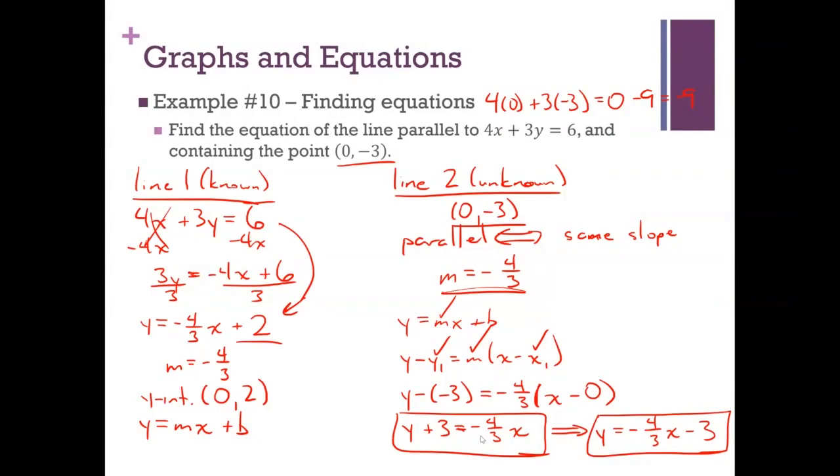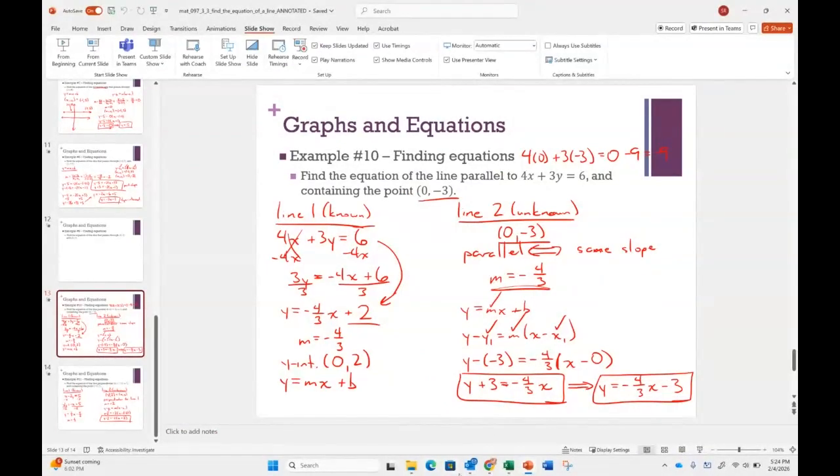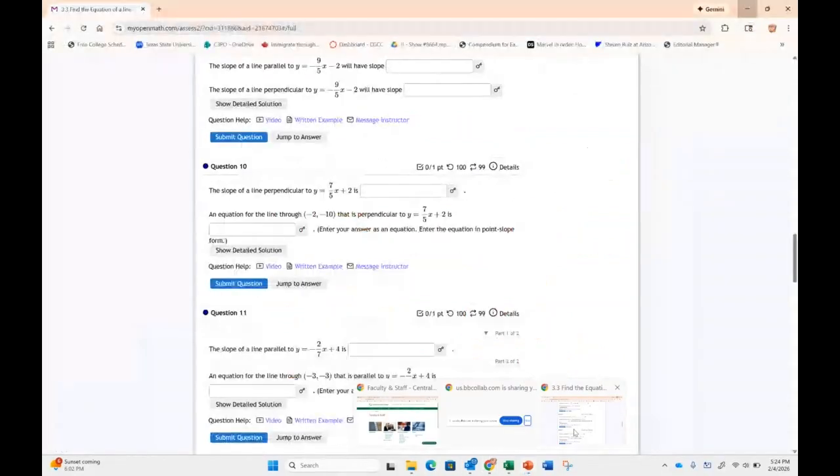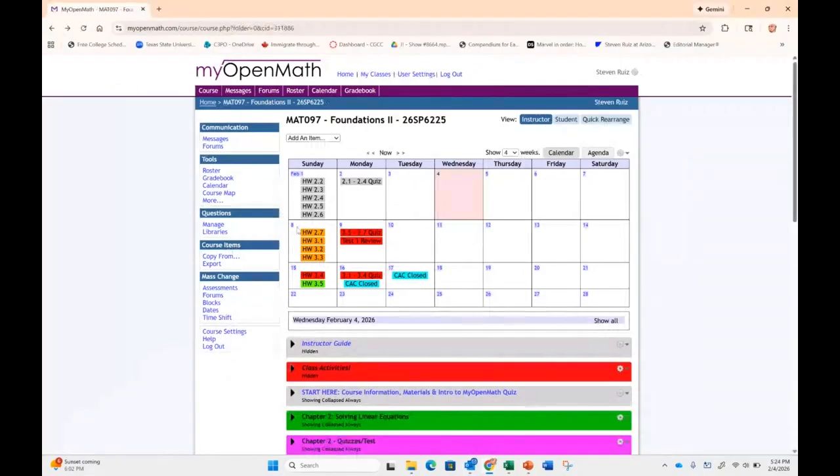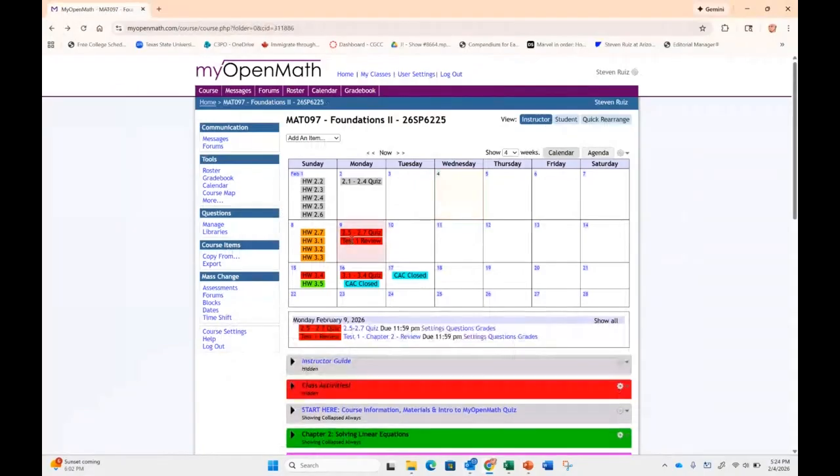Have you looked at the test review that I posted? I posted this on MyOpenMath a few days ago. This test one review, have you opened that yet? No. Okay, go look at that as soon as you can, because that'll be a good check of where your problem areas are, what you understand really well, stuff like that.